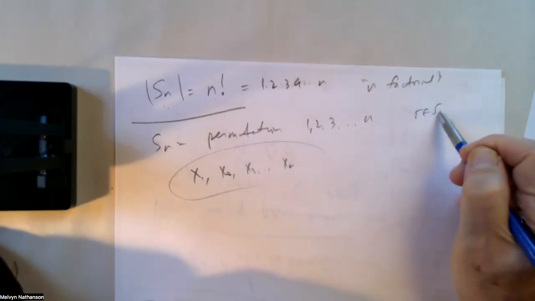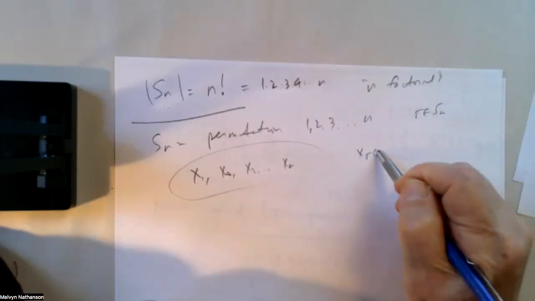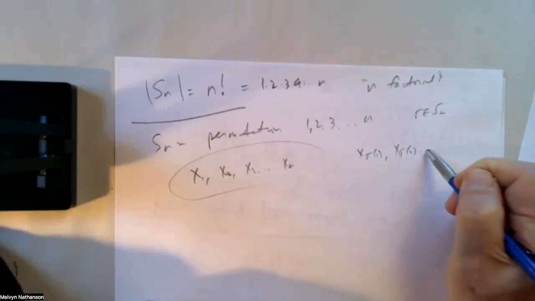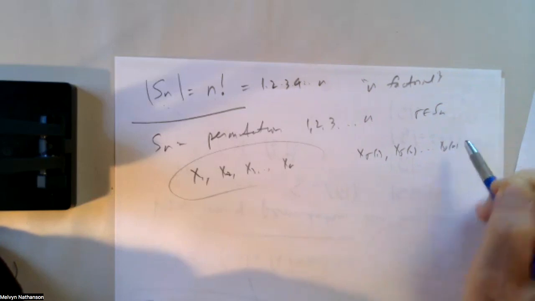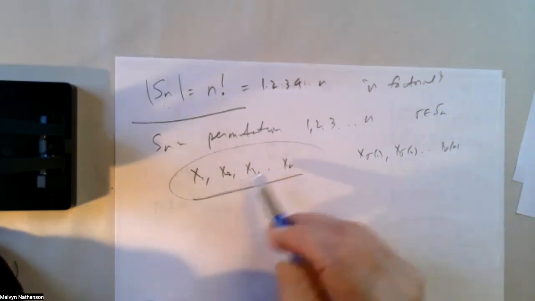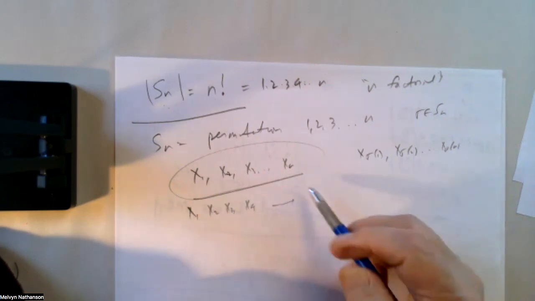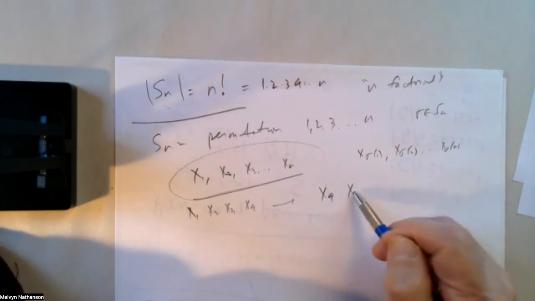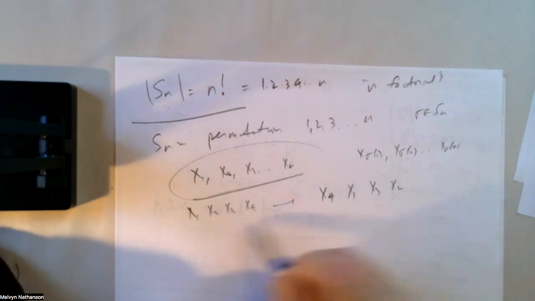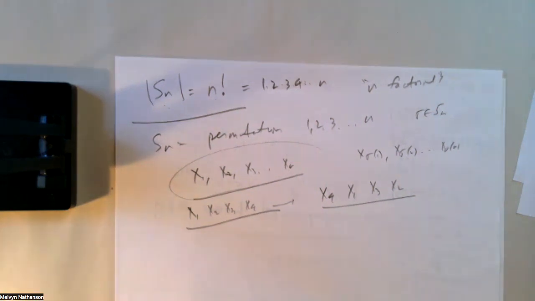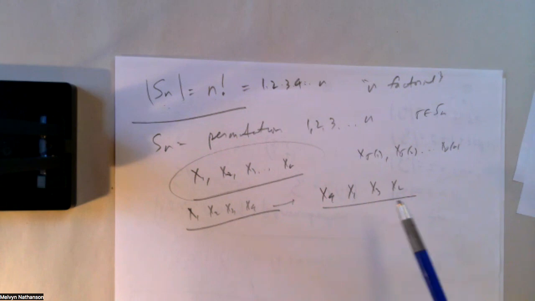So if sigma is in Sn, you could have x sigma of 1, x sigma of 2, up to x sigma of n. So for example, a permutation of x1, x2, x3, x4 might be x4, x1, x3, x2. It's the same objects in a different order. And there's no difference in counting permutations of n objects or permutations of the particular n objects that are the first n numbers.